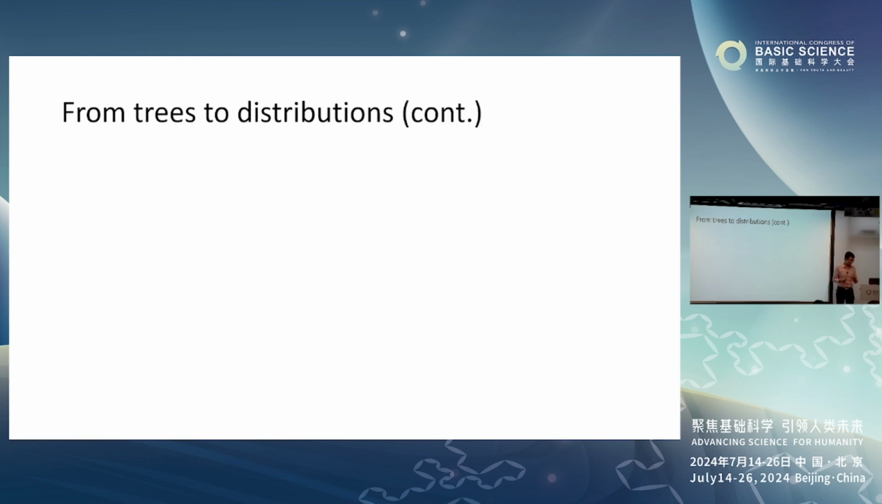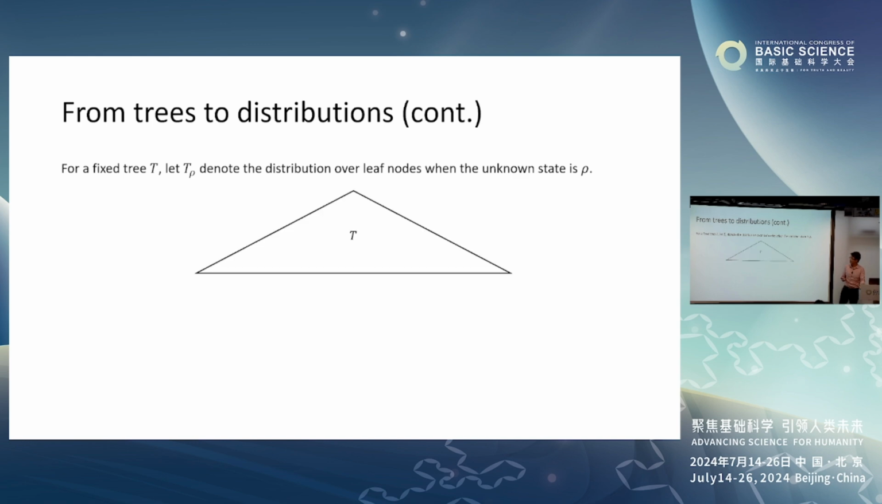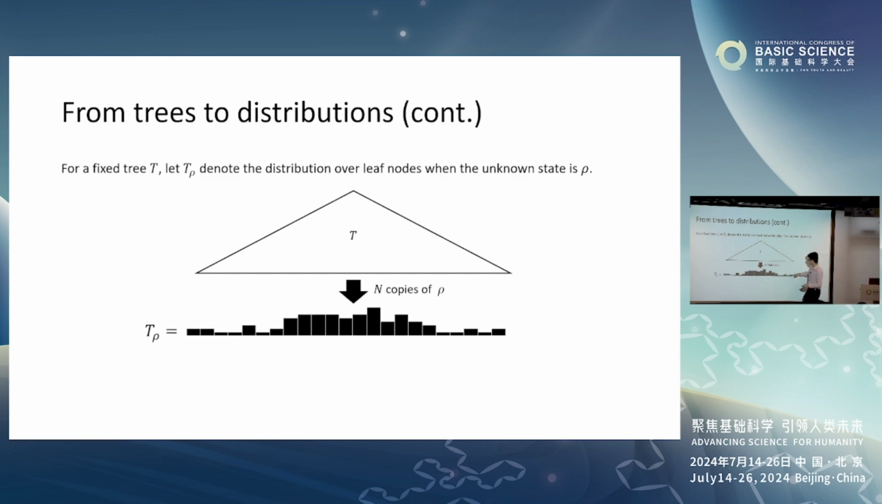So this has the following corollary. Suppose for some fixed learning tree, so for some fixed algorithm, I let t sub rho denote the distribution of which leaf node it's likely to end up at if my unknown state is rho. In other words, I have fixed some learning tree, I've fixed some algorithm, I feed it n copies of rho. T sub rho is just the probability that I land at any leaf node. And again, the leaf node is the only information the algorithm gets, whichever leaf node it ends up at.